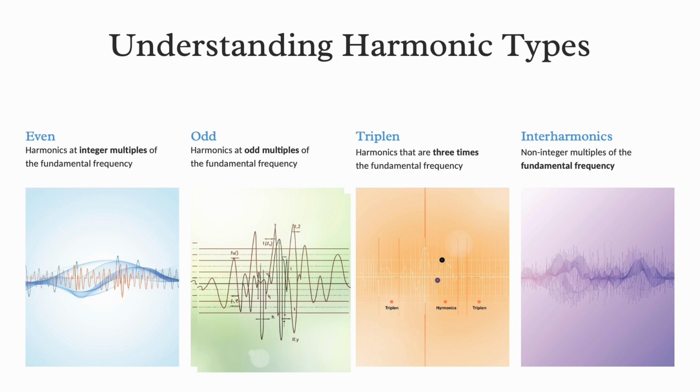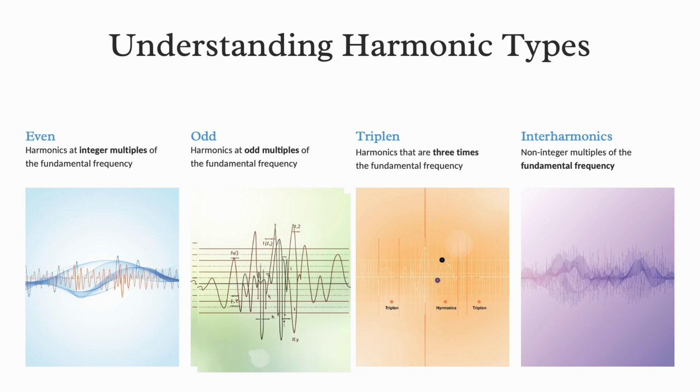First, based on order, harmonics are divided into even harmonics, odd harmonics, triplen harmonics and interharmonics. So first we will talk about odd harmonics. Harmonics such as 3rd, 5th, 7th, 9th, 11th and so on. These are the most common in our power system because most nonlinear loads like rectifiers and inverters generate symmetrical waveforms that naturally produce only odd harmonics.